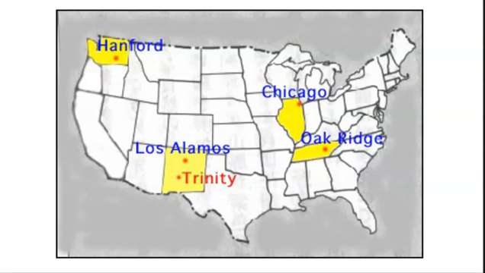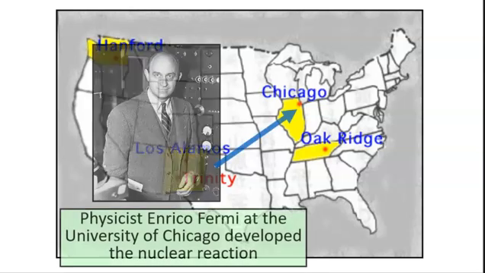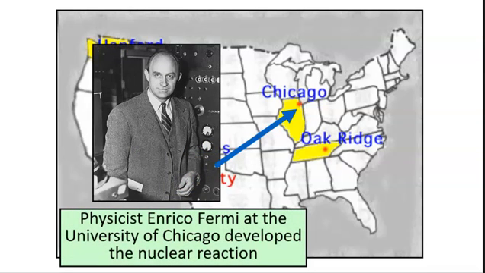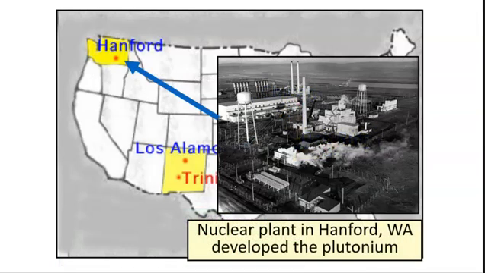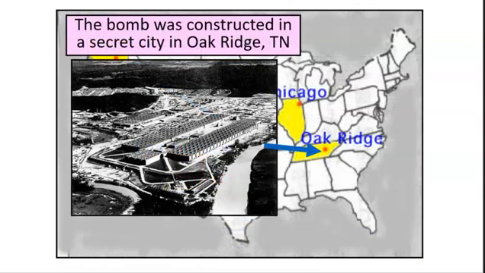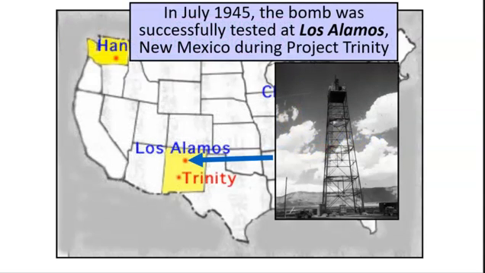In some of the different places, for instance, in Chicago, a guy named Enrico Fermi develops the idea of the nuclear reaction. There's a nuclear plant in Hanford, Washington, that helps to develop and enrich the plutonium. In places like Oak Ridge, Tennessee, they start to construct the bomb and figure out how to do nuclear fusion. And then finally, the main site, a place called Los Alamos, out in New Mexico, and that's a place you need to know. That's the national laboratory where they make all of this.